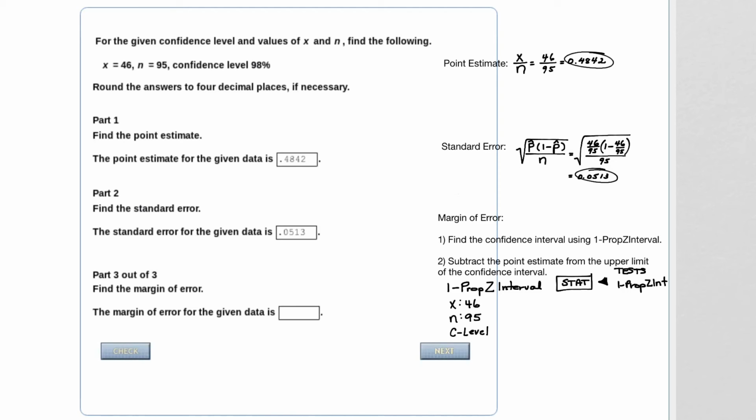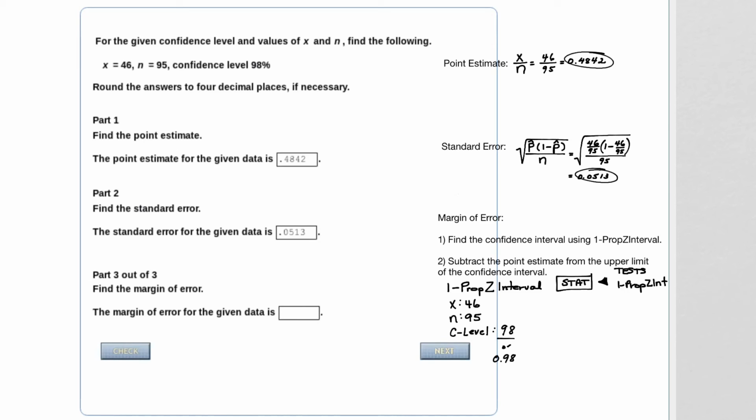Now C level is your confidence level. For this problem, it's 98%. So we just put in a 98. Now you can put in 98 or you can put in 0.98, and the calculator understands that they both mean 98%. So it's a little strange, but it works.